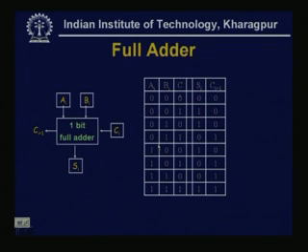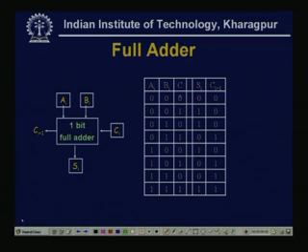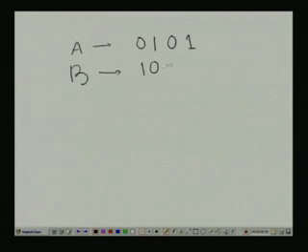Now, what is the full adder? Now we know that instead of 1 bit, I need multiple bits. The concept is that, say my A is a 4 bit operand, say 0101, and B operand is also a 4 bit, say 1011.